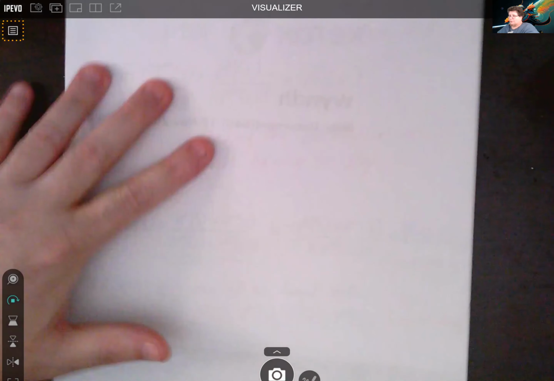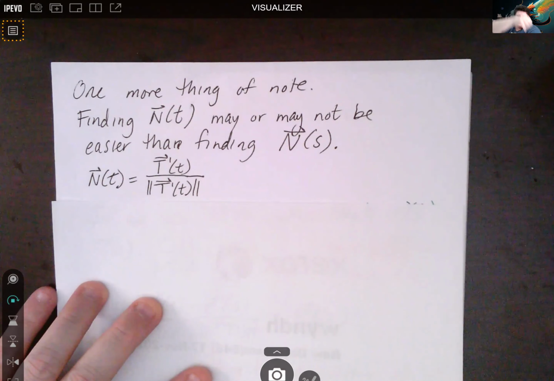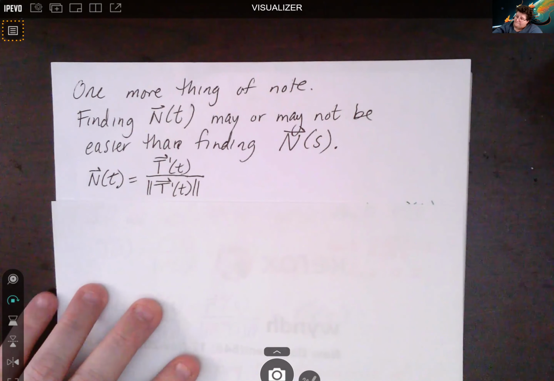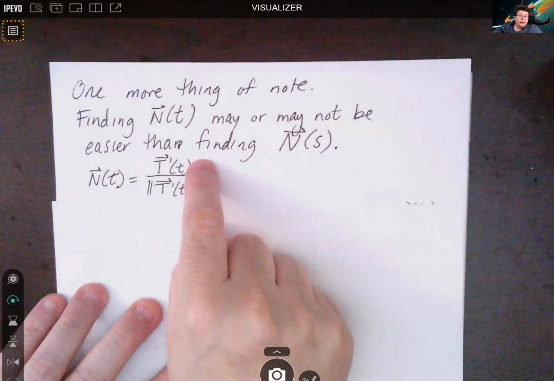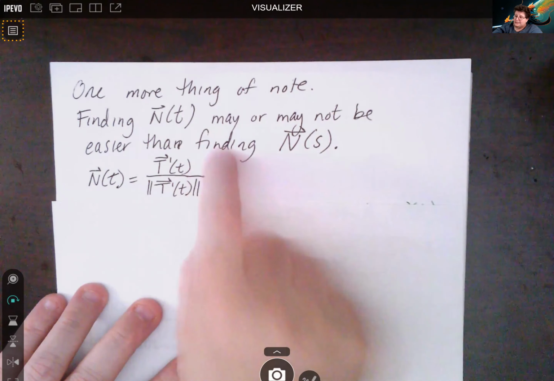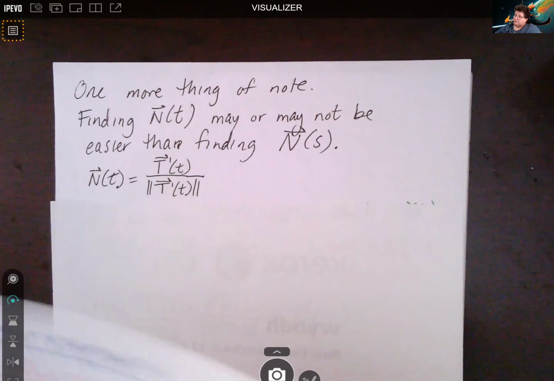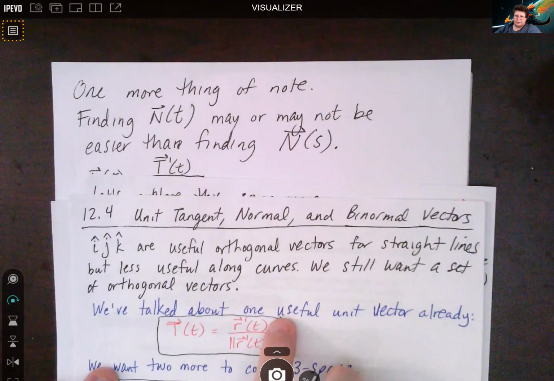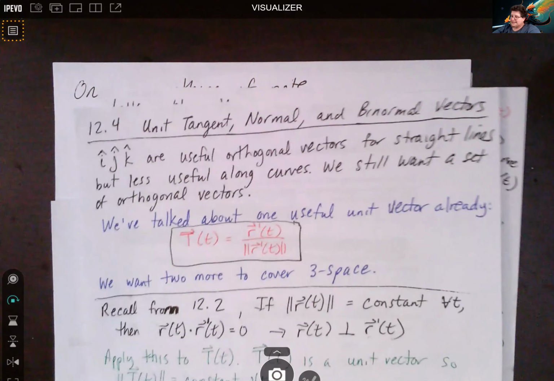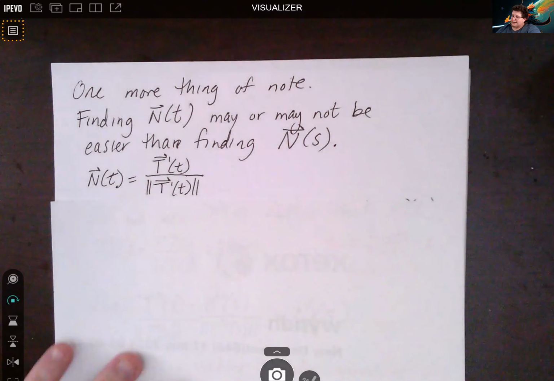One more idea I want to cover with you guys. Finding N of t may or may not be easier than finding N of s, the arc length. Here we have to find r prime of t to get T of t. T of t is r prime divided by the magnitude of r prime. Then we have to take the derivative of T and take its magnitude to find N. So there's a lot of steps there just to find N.